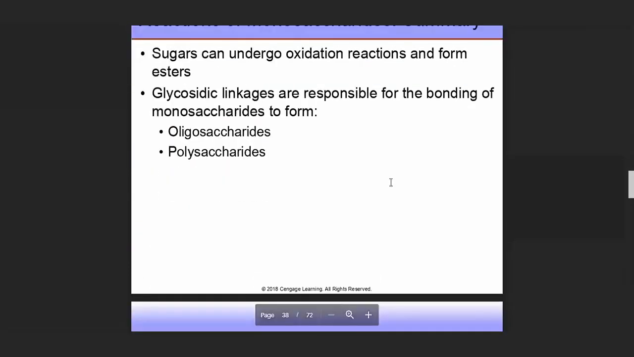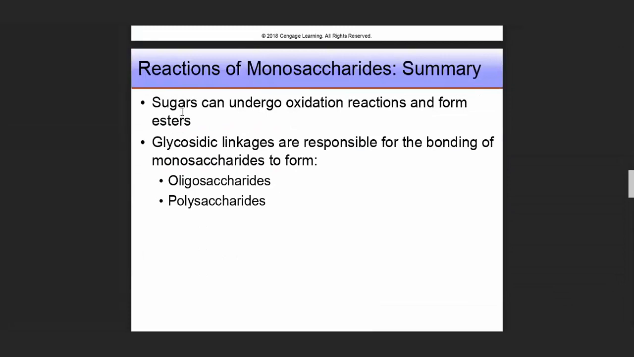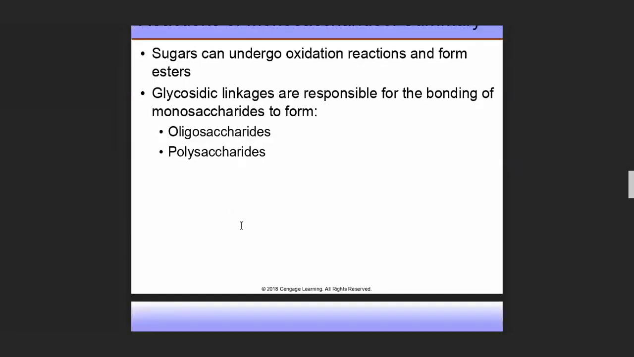Now, a summary of the reactions of monosaccharides. Sugars can undergo oxidation reactions and form esters. Glycosidic linkages are responsible for the bonding of monosaccharides to form oligosaccharides and polysaccharides.